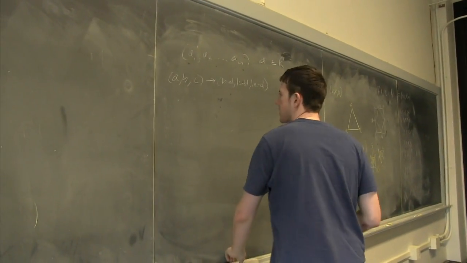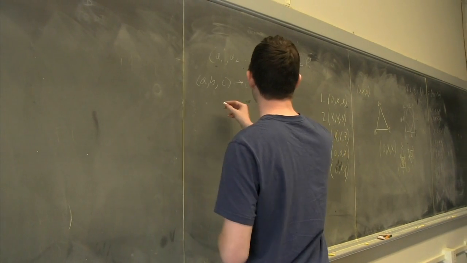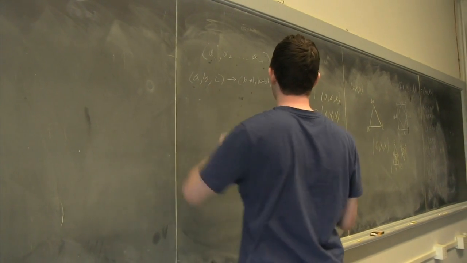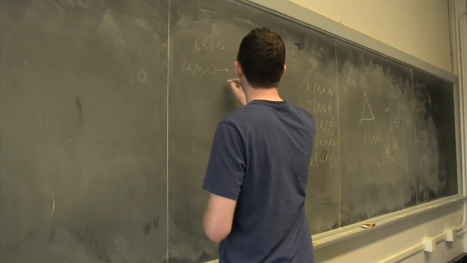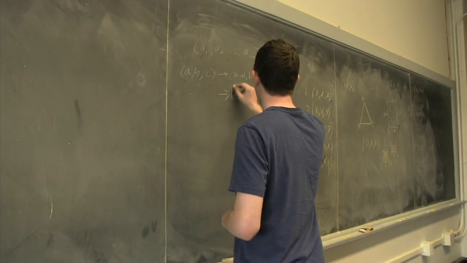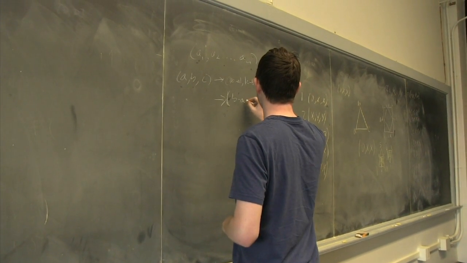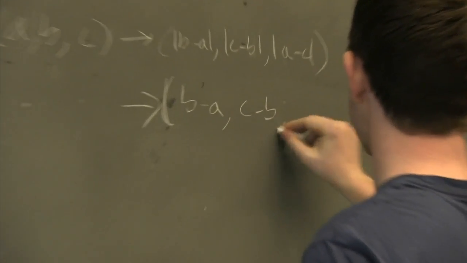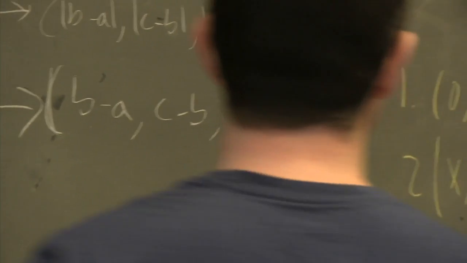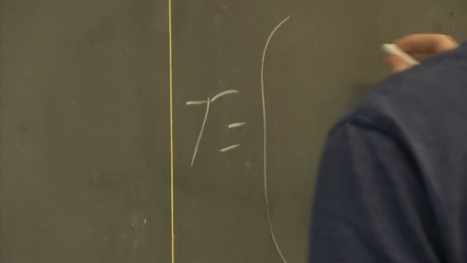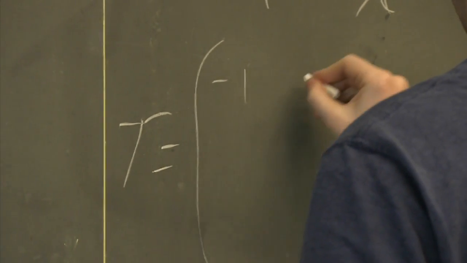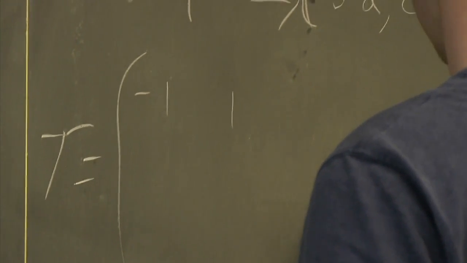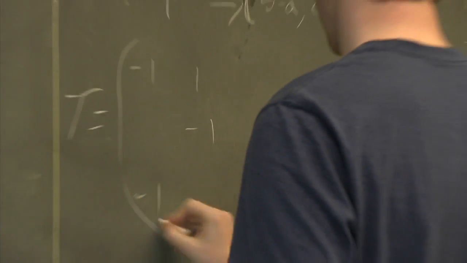So let's just do the 3-value case. In the case where A is less than B is less than C, this goes to the tuple B minus A because B is larger, C minus B because C is larger, and C minus A because C is larger. With that being said, I can express this as a linear operator. So let this transformation be T. In this case, it's going to be minus A plus B, C minus B, C minus A.